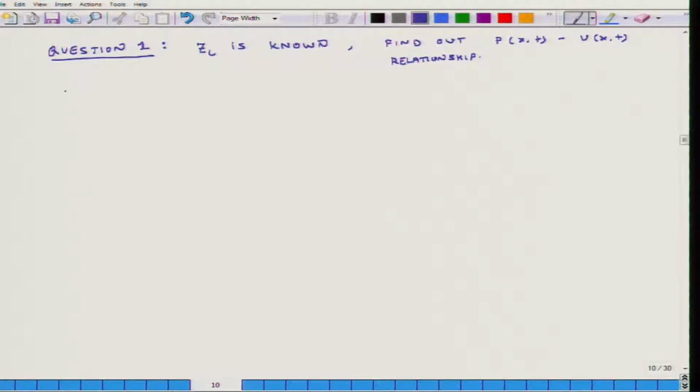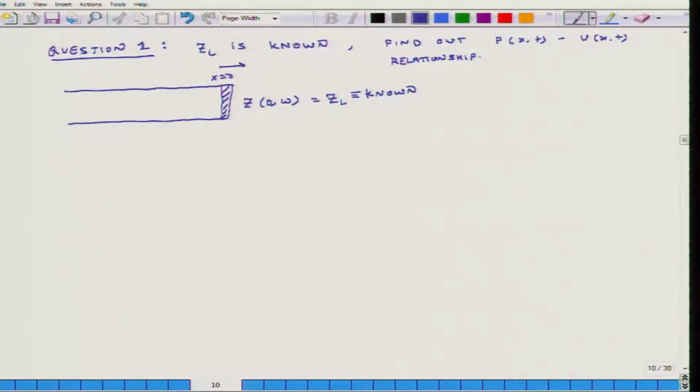So, once again we will draw the tube, and at x is equal to 0, Z(0, omega) is equal to ZL, which is known. This is known. So, that is my x is equal to 0 and this is my positive x. Okay. So, how do we start?